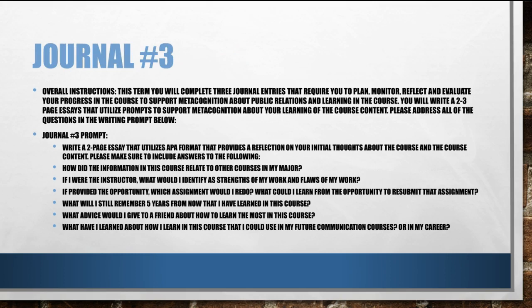Journal number 3 asks you to write a 2-page essay that essentially wraps up some of the major points of the course. It asks you to look at what you learned in the course, to reflect on your learning, what you got out of it, what advice you would give to a friend about content in the course, and essentially close out the last step in our metacognition plan, which is to reflect about our learning. So journal number 3 is a reflection of our learning that we've done this term. It should be 2 pages, and there are a series of questions listed in Blackboard for you to answer related to that topic.